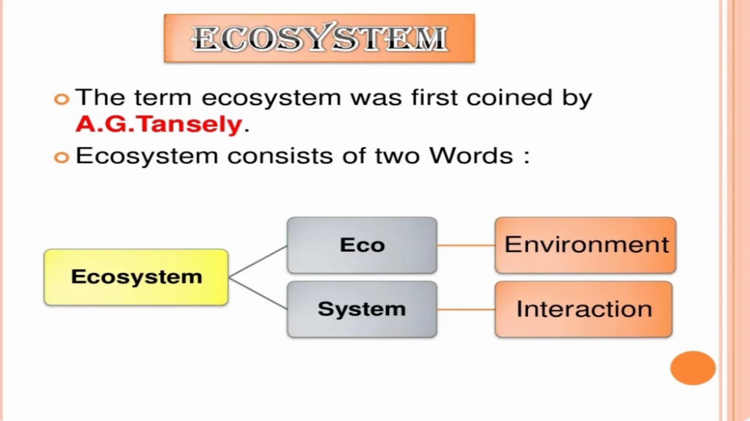Here in the diagram, the word ecosystem consists of two words: eco means the environment, and system means the interaction, which I have explained.